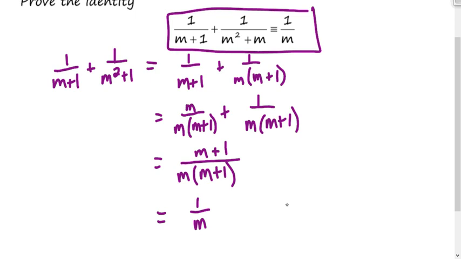Now, you have to remember that m cannot be 0 or -1 for this to be a true identity. You don't necessarily see it in the bottom here that it can't be -1, but you could see it up top. So this is how we prove identities using algebra, and this is an algebraic proof that we're working through.